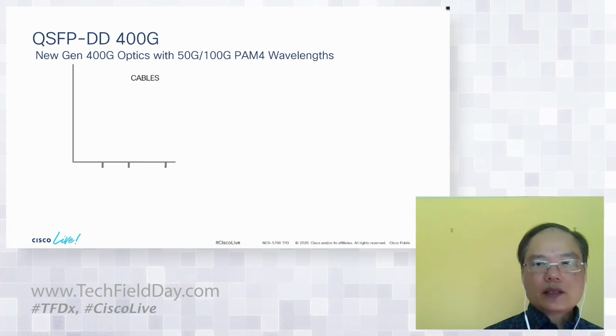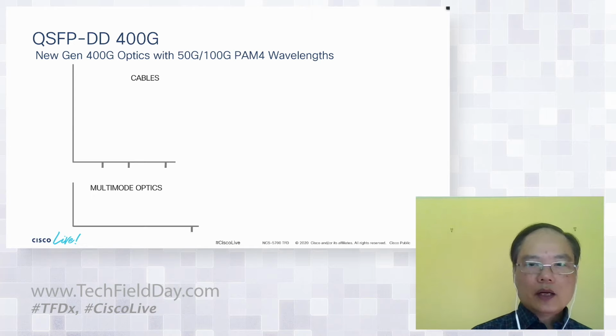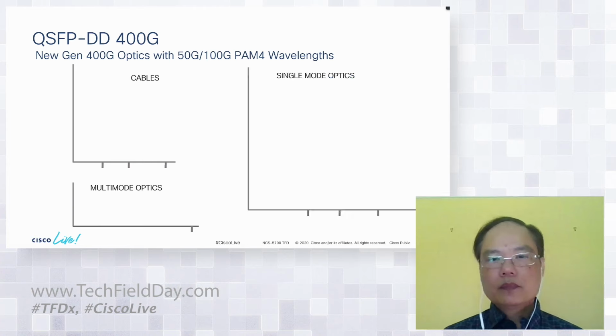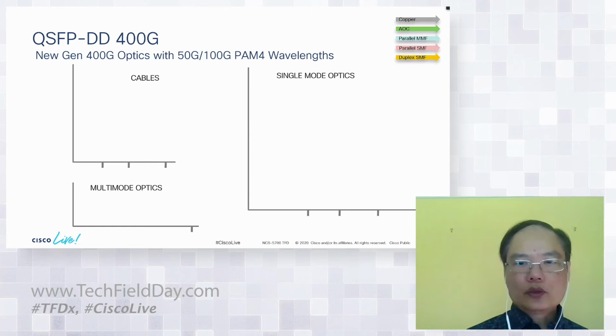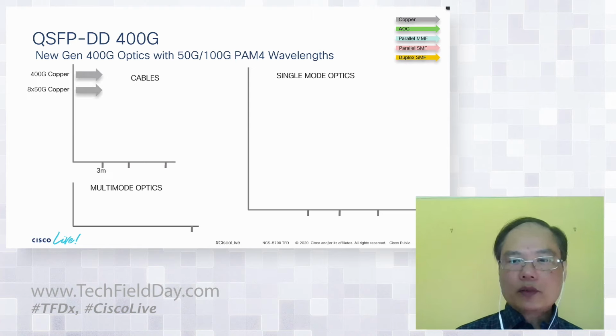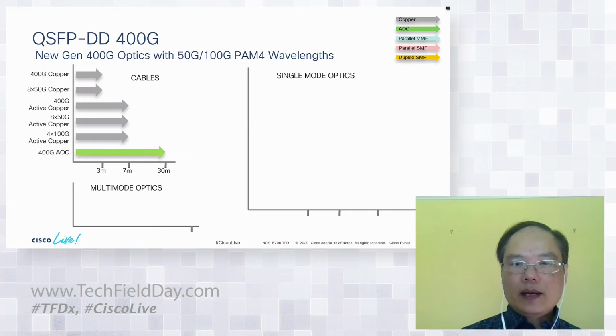Let us start by categorizing the cable types, such as copper, AOC cables, multimode cables, and single mode cables. And each category may also have parallel or duplex optics. For passive copper, we have cables to about 3 meters. For active copper, we have cables to about 7 meters. And for active optical cables, we have cables of about 30 meters.